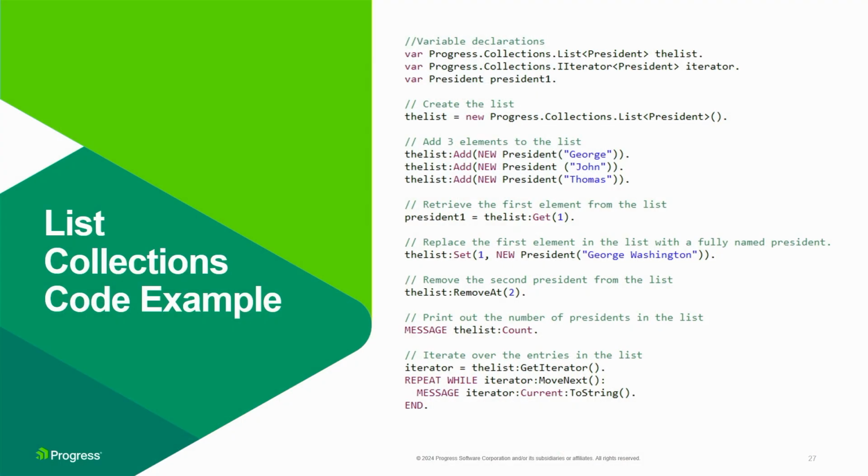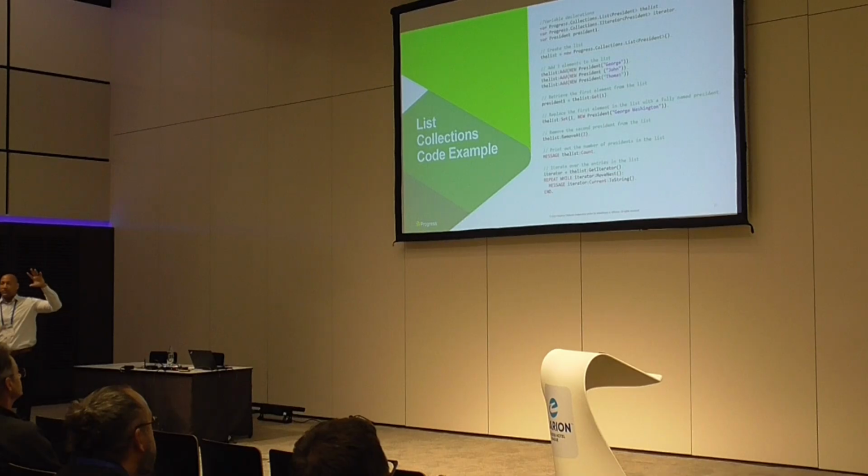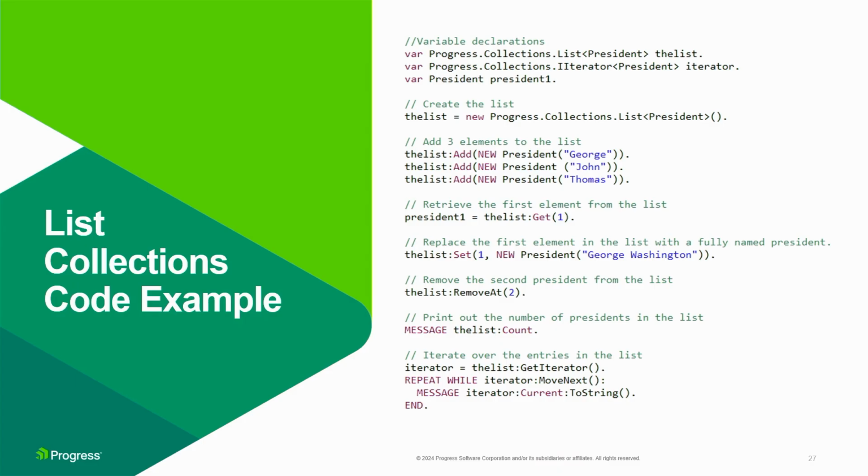So just a quick and basic coding example of creating and managing list collections. You can see the variable declarations on the first 3 lines. The first block of code is what I'm going to call it. You can see the implementation of progress.collections.list and progress.collections.iiterator. We're assuming we have a president class that we're going to use. Second line, we are creating a new empty list of president objects.